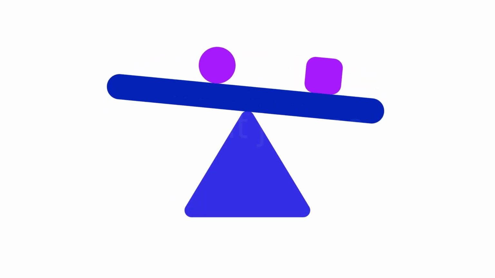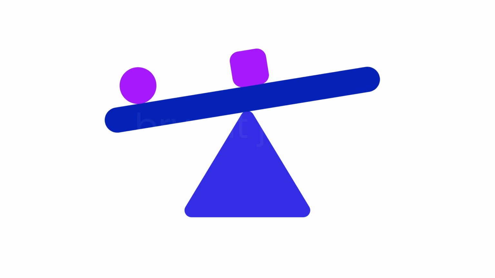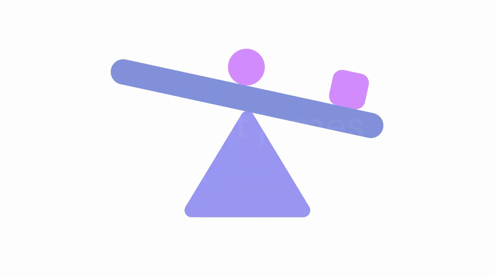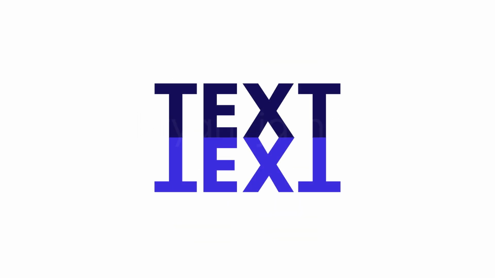Balance is a crucial concept in design that involves positioning elements in a way that creates a sense of equilibrium. Proper balance ensures that a design feels stable and visually harmonious. There are different types of balance that can be used depending on the desired effect.